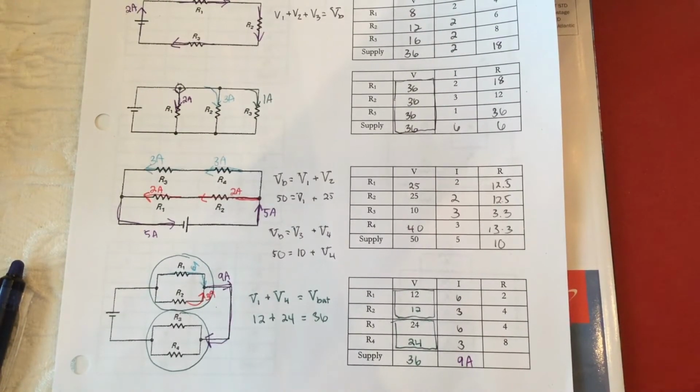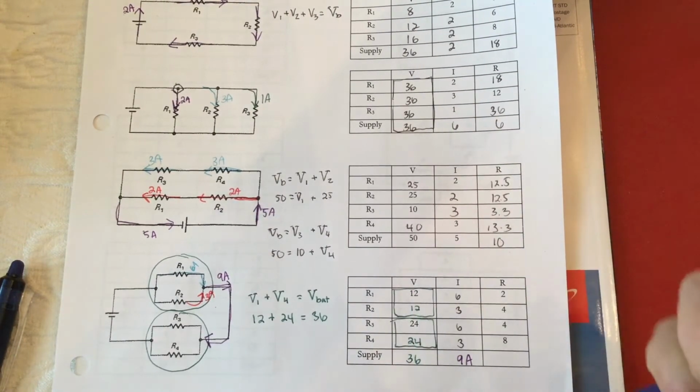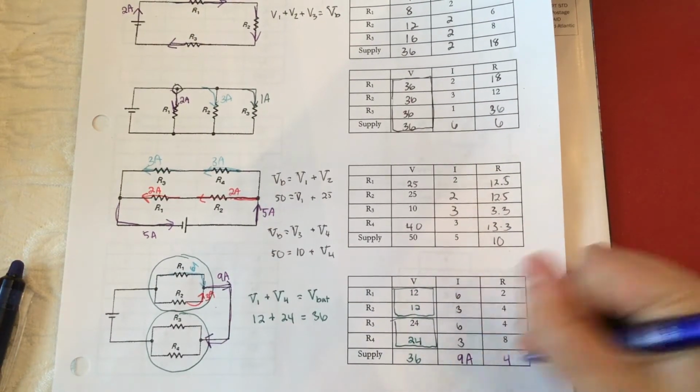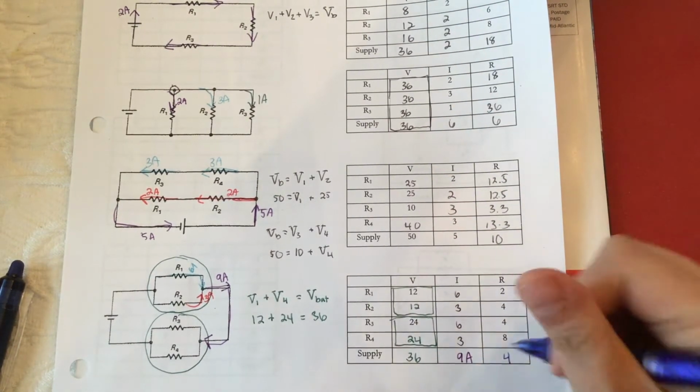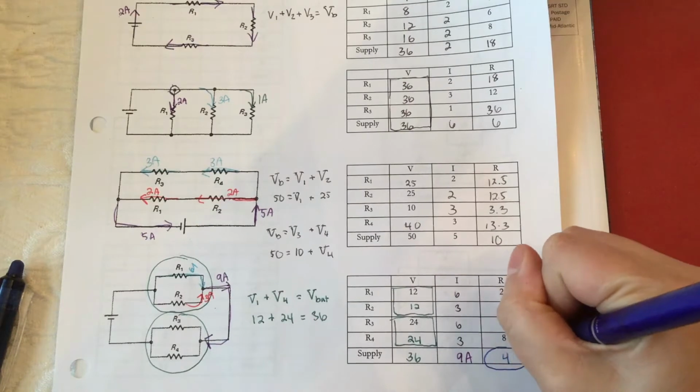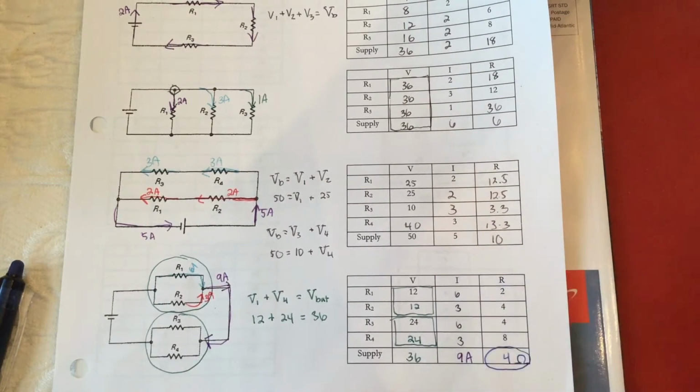Solving across the row then, that gives the equivalent resistance of 36 divided by 9, or 4 ohms. If you're watching this video later in the unit, you can check that this is a 4 ohm equivalent resistance using the equivalent resistance method.